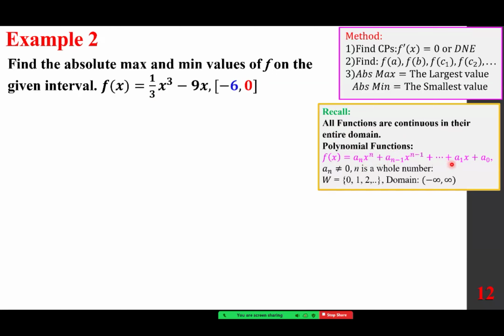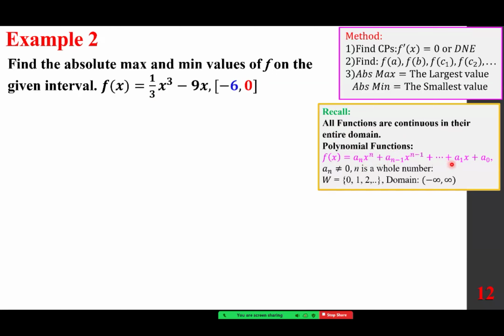So now that we know that, we are going with the methodology. It says find CPs, where f prime is 0 or doesn't exist. Evaluate the function at the endpoints and the CPs. Absolute max is the largest, absolute min is the smallest. So let's find f prime of x. 1/3 times 3 becomes 1, x squared minus 9. So x squared minus 9.